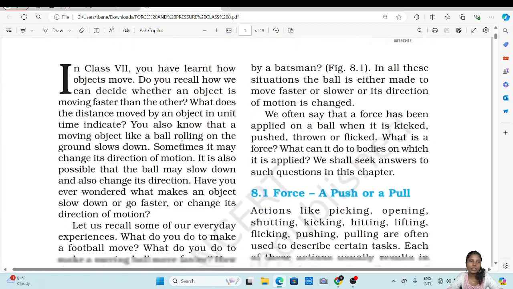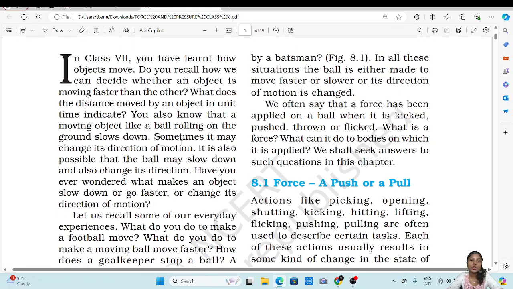So to begin with, in class 7th, you have learned how objects move. Do you recall how we can decide whether an object is moving faster than the other? Say you see there's a race happening and there are two people running in that race. On what basis do you decide which one is running faster? Obviously that is by visuals. The one who will be running ahead, we will say that person is moving or running faster.